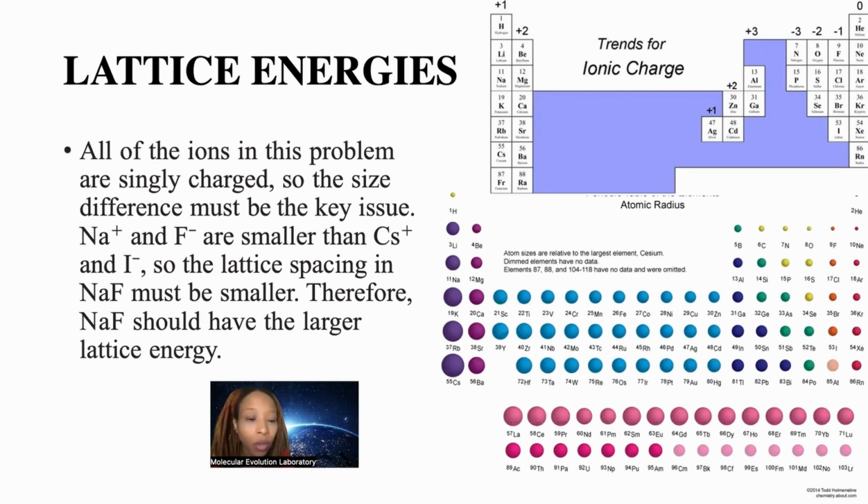Sodium cation with 1+ charge and fluorine with -1 charge are smaller than cesium cation with 1+ charge and iodine with -1 charge. So the lattice spacing in sodium fluoride must be smaller. So basically, sodium fluoride should have the larger lattice energy.